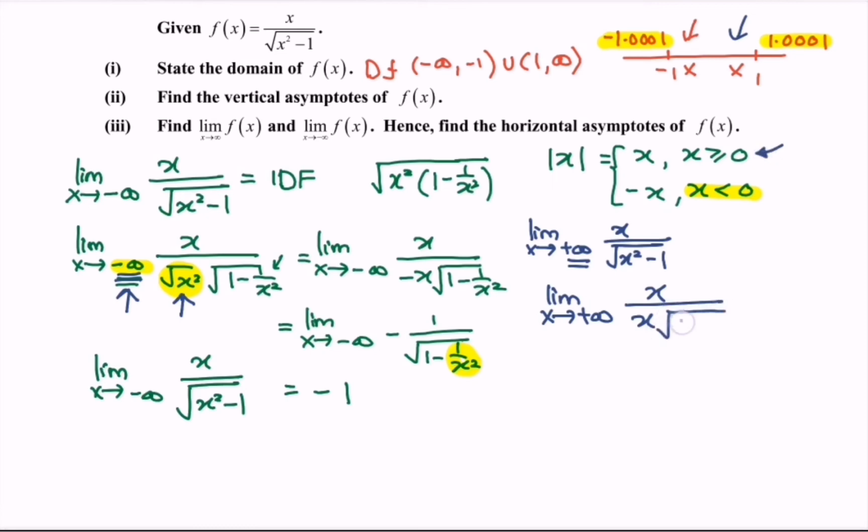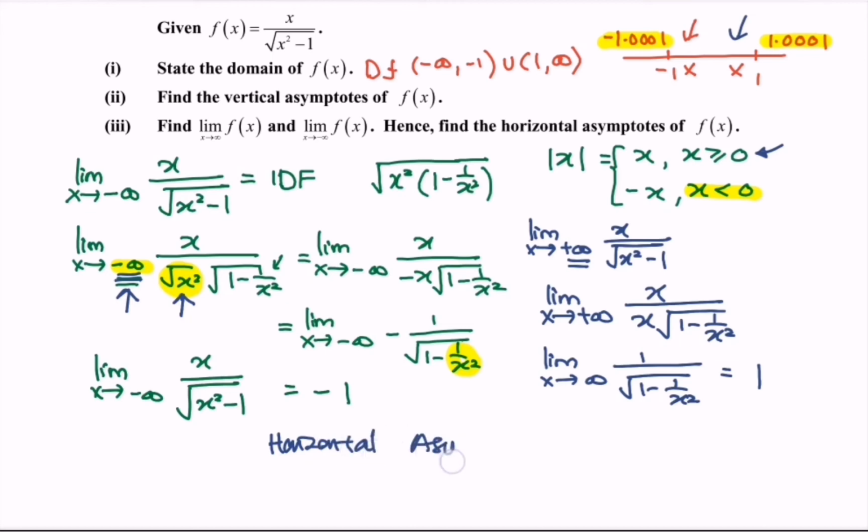So here will be the situation for the right hand side. Then finally we simplify and we will have 1 over square root of 1 minus 1 over x squared. Then finally we will have the value approaching 1. So finally the horizontal asymptote for this case would be y equals negative 1 and y equals 1. So that is the situation for these questions.